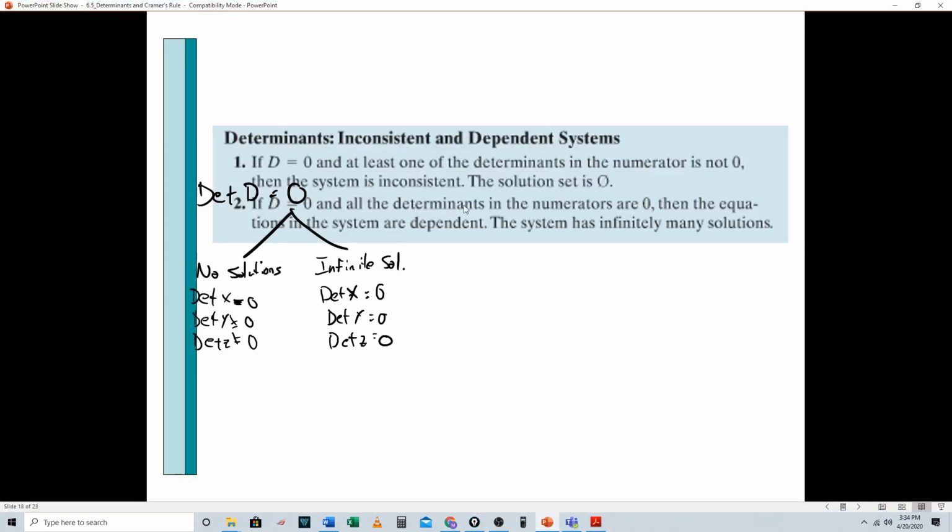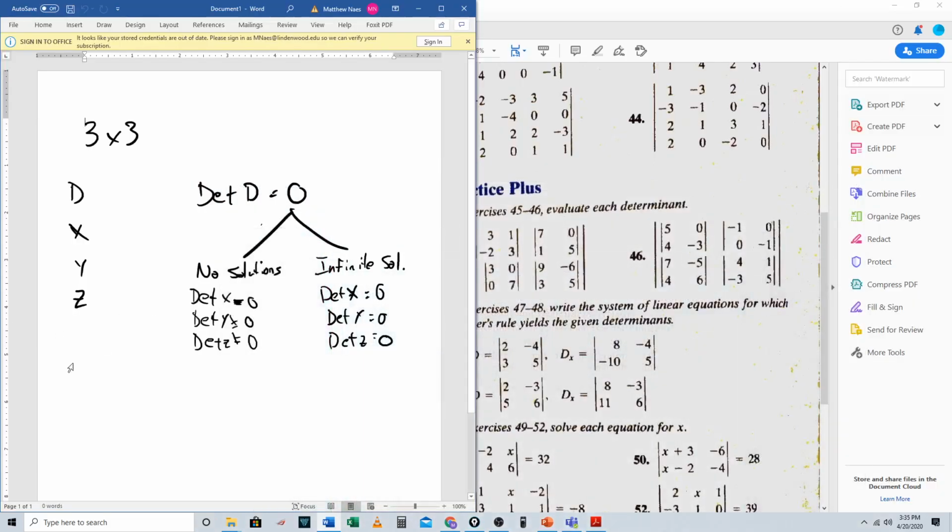Yeah, if d and all the determinants in the numerators are 0, then it's dependent and there are infinitely many solutions. So at least for no solution, one of these has to be non-zero. For infinite solutions, all 4 determinants have to be 0. So if the determinant of d is 0, those are your only choices. That means if you do x and it's 0, do y and it's 0, but do z and it's not 0, then it is a no solution system. But if you do x, y, and z and they're all 0, it's infinite solutions. All right.